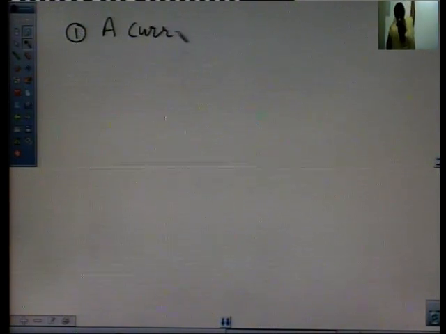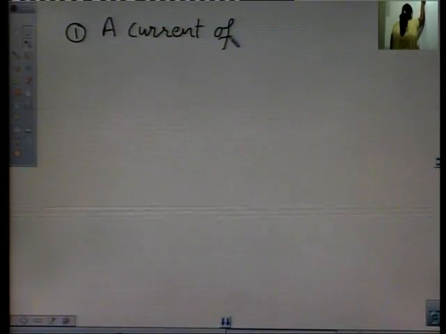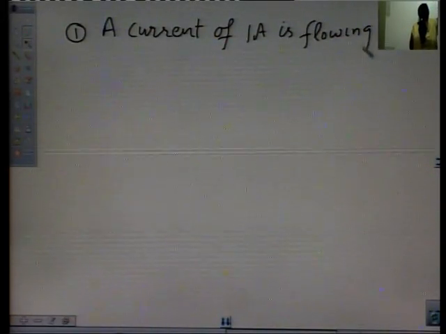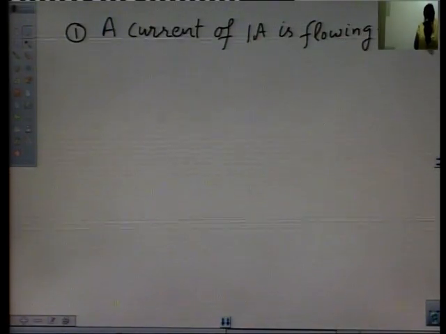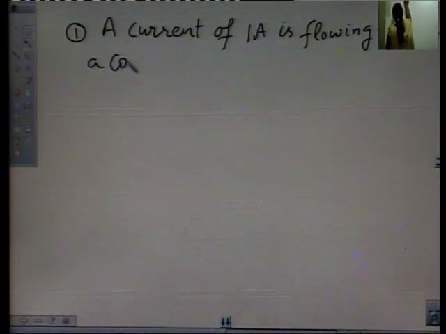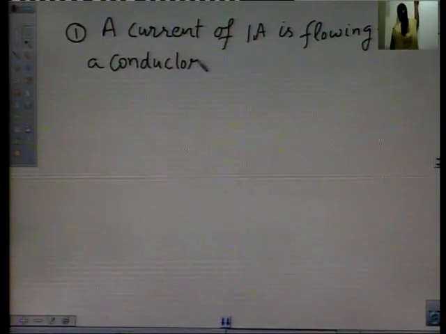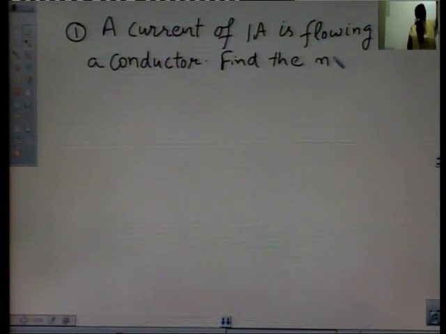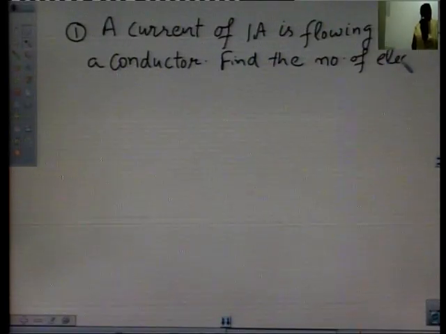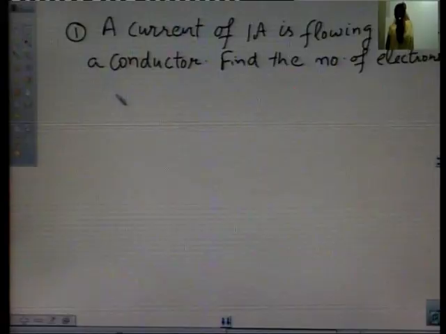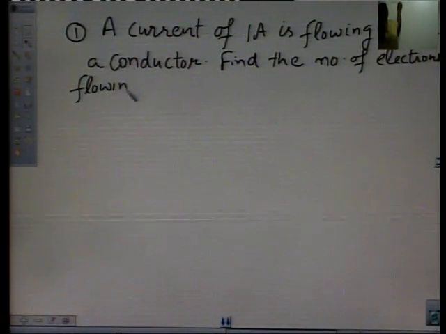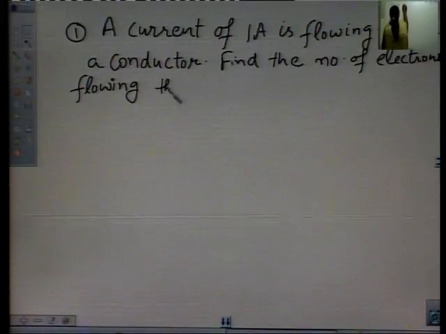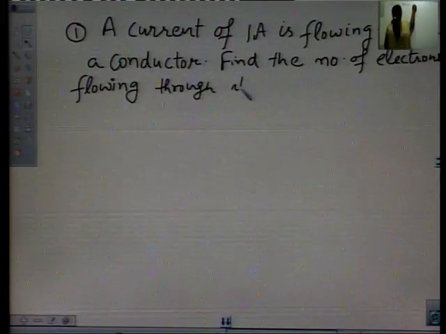A current of 1 ampere is flowing through a conductor. Find the number of electrons flowing through it in 1 second.